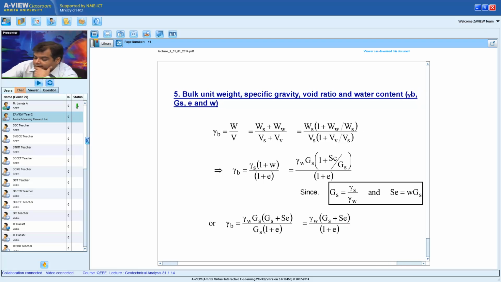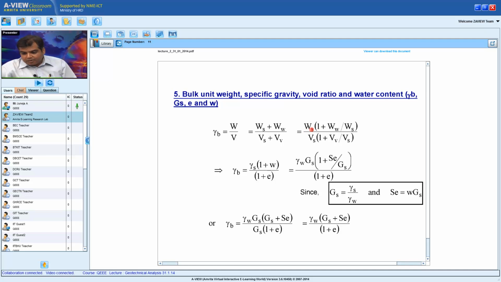I believe this is the most important expression, and please concentrate. I hope you still have your paper and pen out. It's the relationship between the bulk unit weight, that's gamma b, specific gravity Gs, void ratio e, and the water content w. Let's recall the definition of bulk unit weight. Bulk unit weight was total weight over total volume. Total weight was weight of solids plus weight of water, and the volume was volume of solids plus the volume of voids. Straightforward, there's no rocket science in this, please.